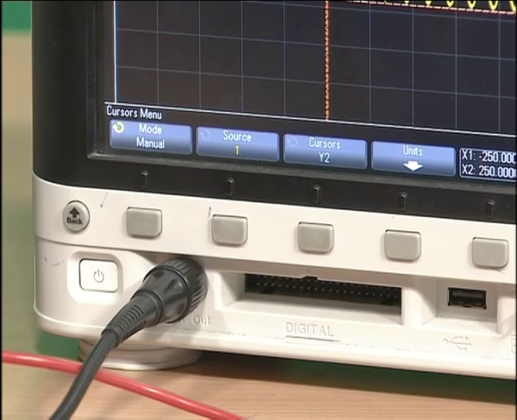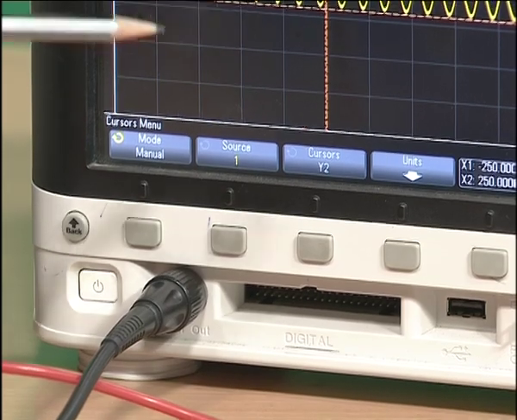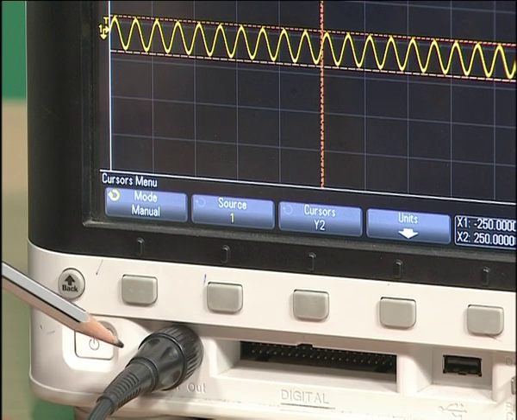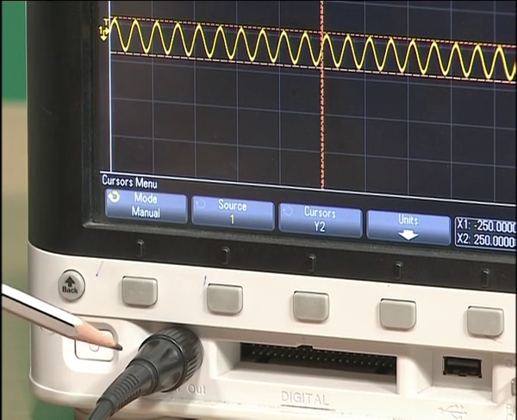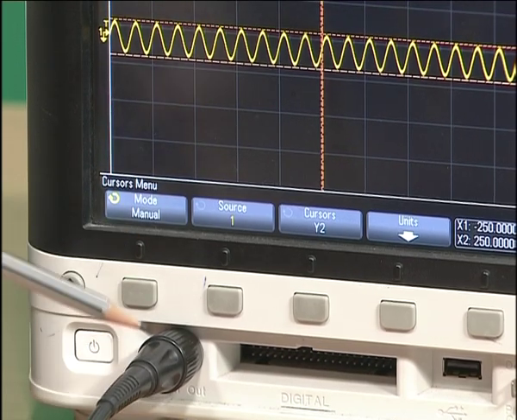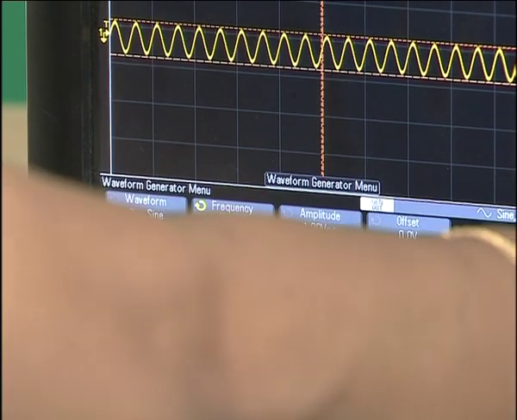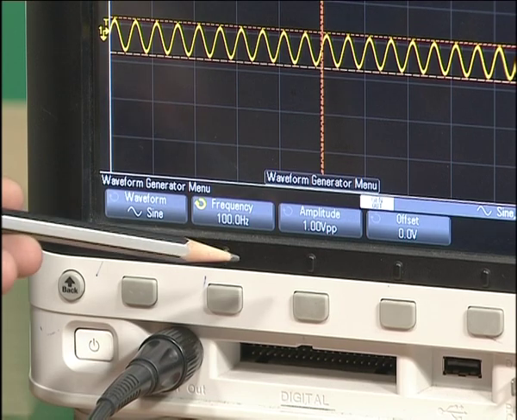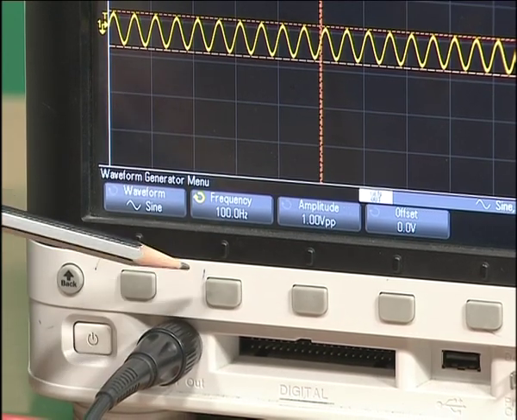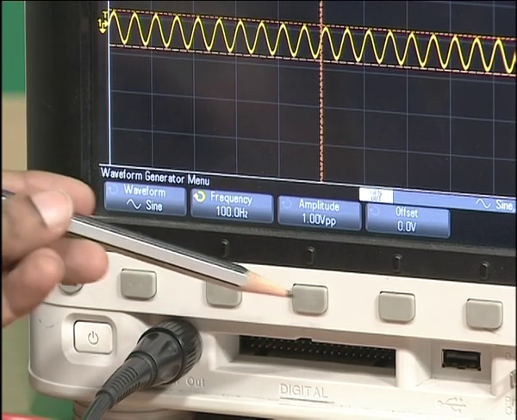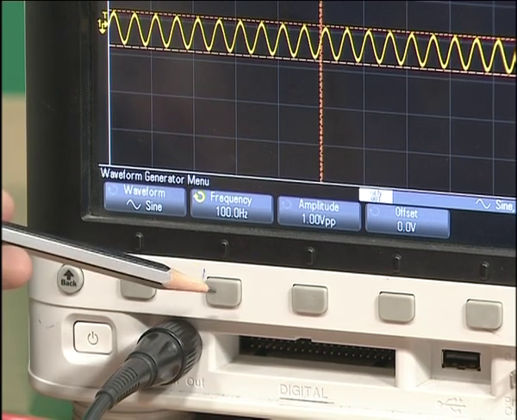The input signal to the filter is derived from the signal generator that is there in this mixed signal oscilloscope. The signal generator signal is derived from this port, and the signal is set for an amplitude of 1 volt peak to peak, and the signal frequency is set to 100 hertz. We can adjust this and set the desired frequency and the desired amplitude.